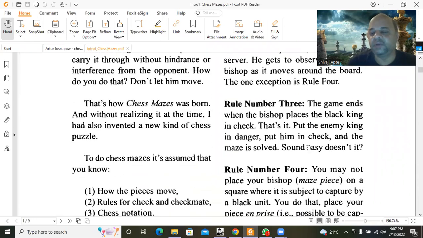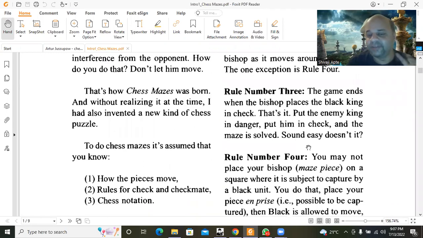Okay, what is rule number 3? The game ends when the bishop places the black king in check. You have to give the check. That's all the objective is. But it is not as easy as that, I will tell you. We'll see that example, or the series of examples, and understand it. So it ends when the enemy king is in danger.